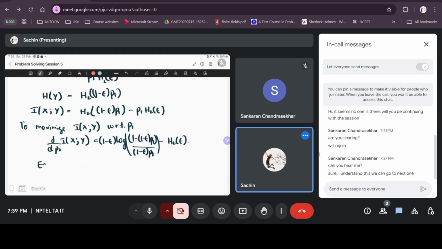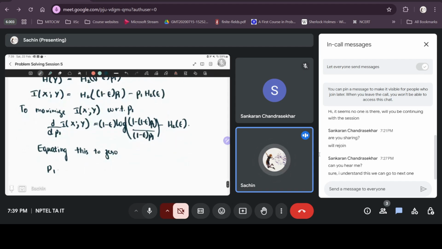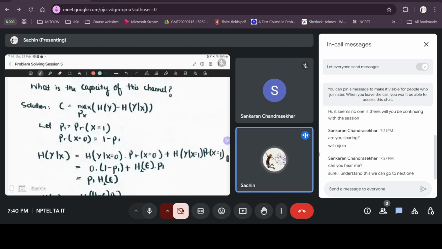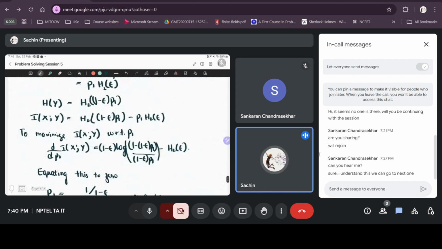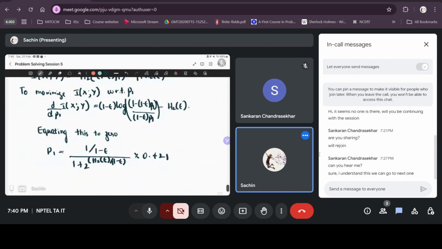And equating this to 0, you'll get p1 should be 1 over 1 minus epsilon divided by 1 plus 2 power h2 of epsilon divided by 1 minus epsilon, which is approximately equal to 0.421. So epsilon is 0.3 here. So we have to substitute that and substitute for h2 of 0.3, from which you will get p1 is approximately 0.421.